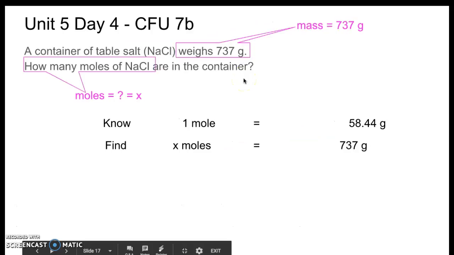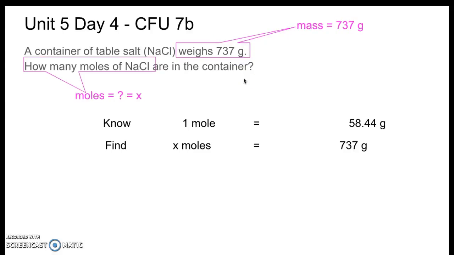All right, the last one, I'm just going to show you a setup for it. In this case, it's a container of table salt, NaCl, which weighs 737 grams. How many moles of NaCl are in the container? Again, we know our mass. We're looking for our moles in this example. But it's important to know that NaCl is a molecule. I know that because there's more than one atom. So in this case, I'm going to have to calculate the molar mass.